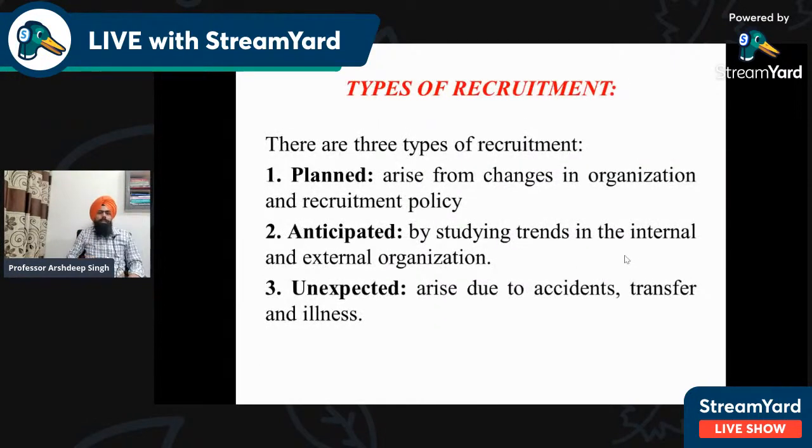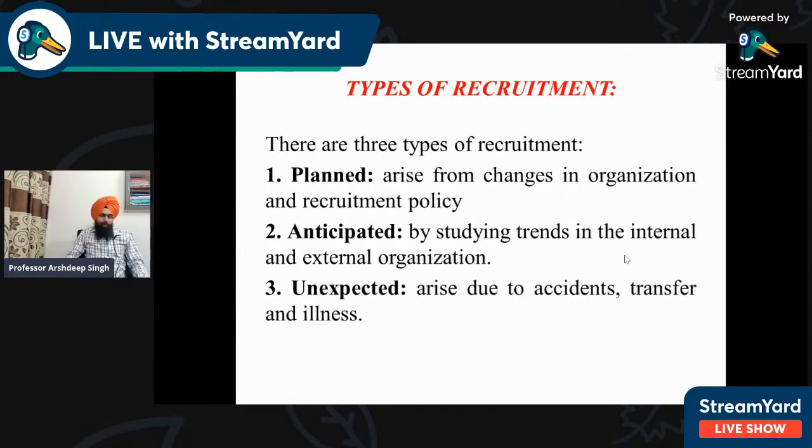Next, there are different types of recruitment. What are the types of recruitment? So there are three different types. Of recruitment, first is the planned, second is the anticipated, and third one is the unexpected. Okay, so first is planned. Planned arises from the changes in the organization and recruitment policy.